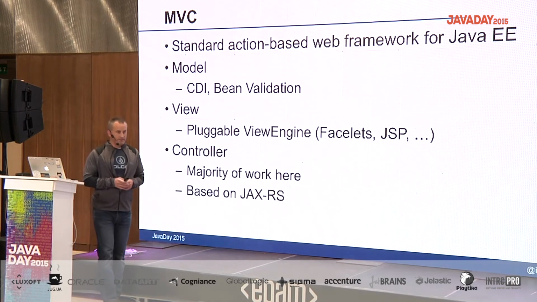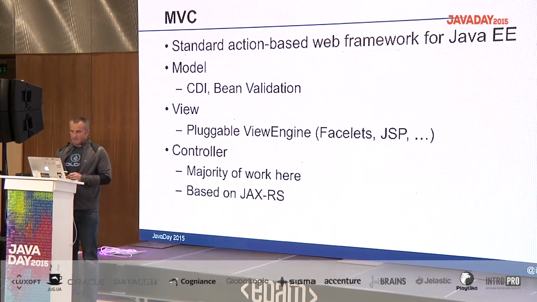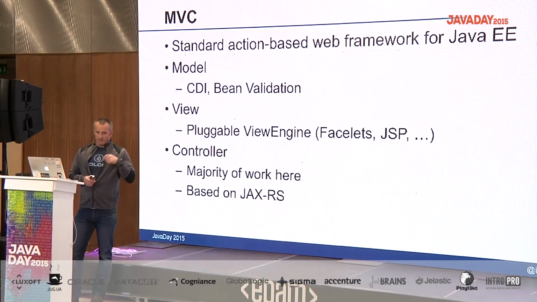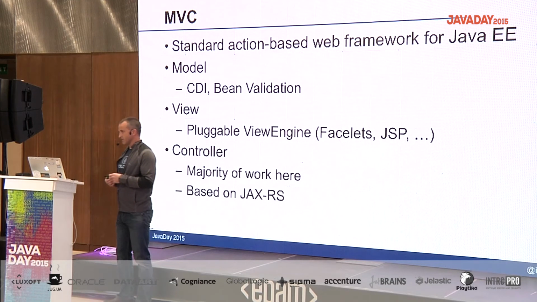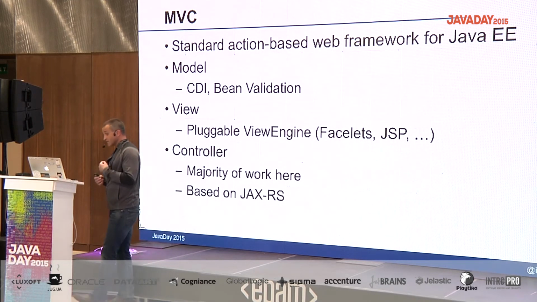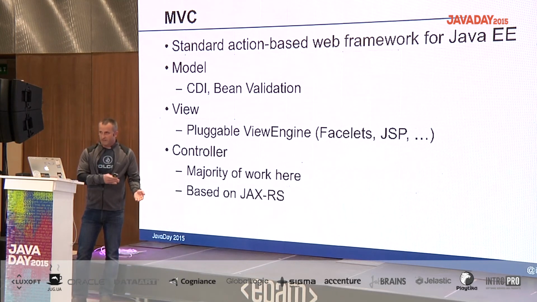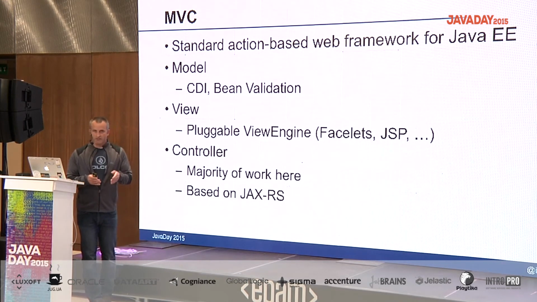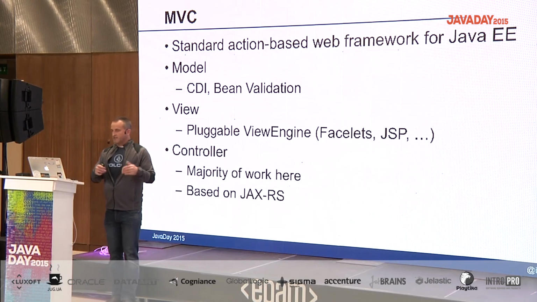So let's move over to MVC. MVC is a standard action-based web framework for Java EE. And you may ask, doesn't Java EE already have an MVC framework in JSF? Yes, it does. But JSF is what we call a component-based MVC framework, where it's the framework that is the controller. The controller in JSF is actually the Faces servlet, whereas in MVC, it's up to the developer to implement the controller.